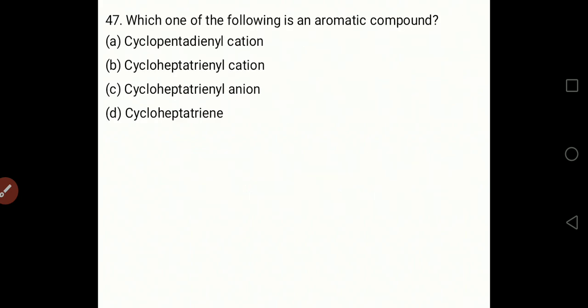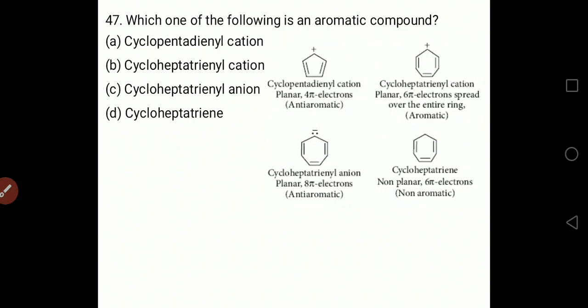Which one of the following is an aromatic compound? Aromatic compound you can identify with the help of Huckel's rule. So 4n plus 2 pi electrons should be there. We will write the structure for all this. See, structure of cyclopentadienyl cation, planar structure, correct, but 4 pi electrons are there. So if 4n pi electrons are present, it is anti-aromatic.